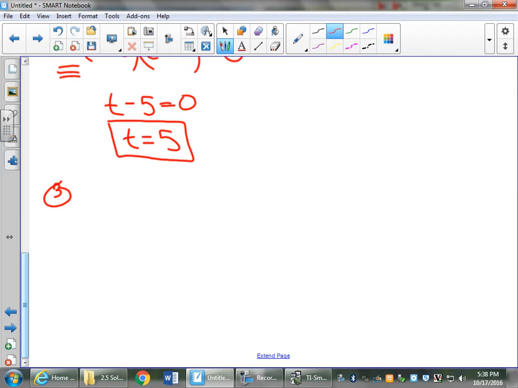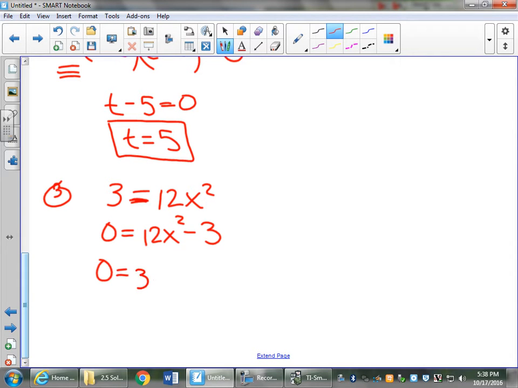Third example. Let's try 3 equals 12x squared. That's an equal sign. If I set it equal to 0, and I want to keep my a positive, so I'm going to move the 3 to the right. From here, another GCF. And there's only 2 terms.